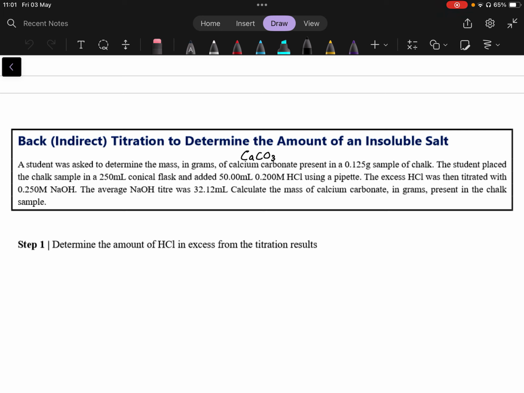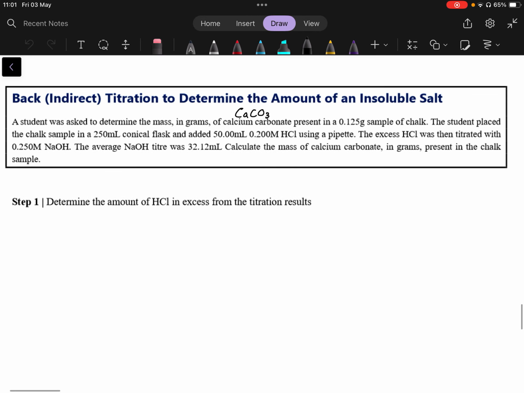We're told that the chalk is then placed in a conical flask and 50 milliliter of hydrochloric acid is added using a pipette. So that's just information to tell us that the volume will be exact. The excess HCl was then titrated with sodium hydroxide. The average sodium hydroxide used was 32.12 milliliter. We want to calculate the mass of calcium carbonate in grams present in the chalk sample.